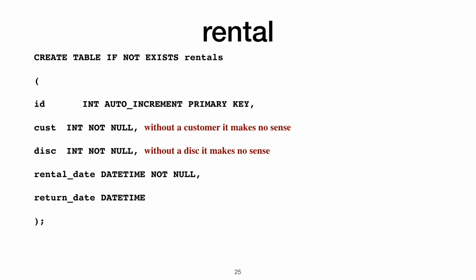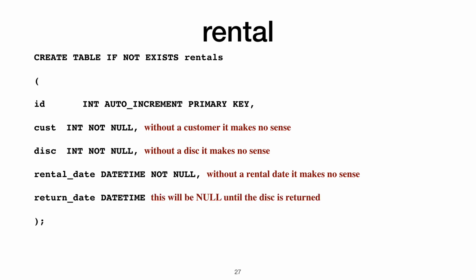disk they rented. We have rental date, and that's date time. So that's different from just the date. Date time is the date and the time combined. And once again, that's not null. And again, if it was null, it would make no sense. This person rented this disk sometime, not sure when, that just wouldn't work for us. But we can leave the return date null. So we can leave that null until such a time as they bring it back. And so that would work. That would be fine.